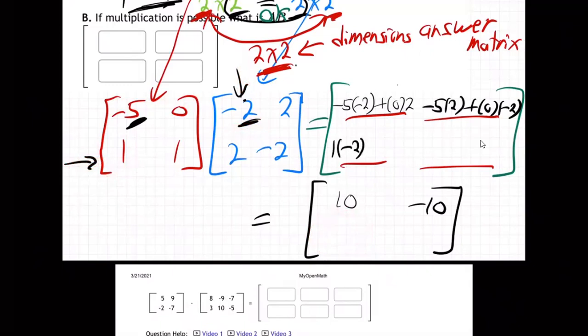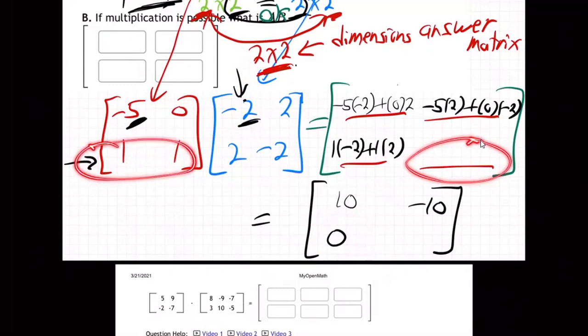And then it moves to there and it moves to there. 1 times 2 plus 1 times 2. And that is 2 plus 2, that's 0. And then, now finally, we need the lower right.